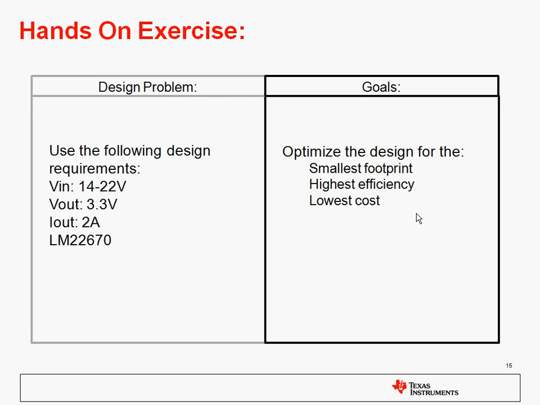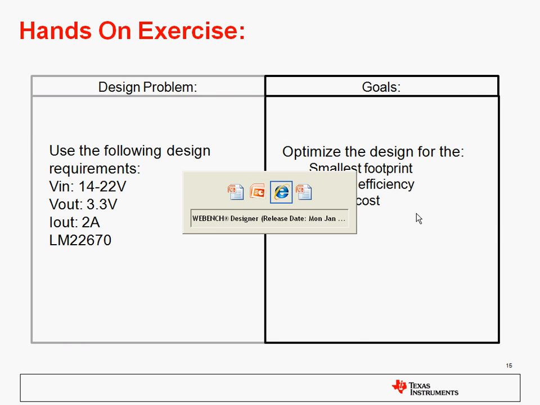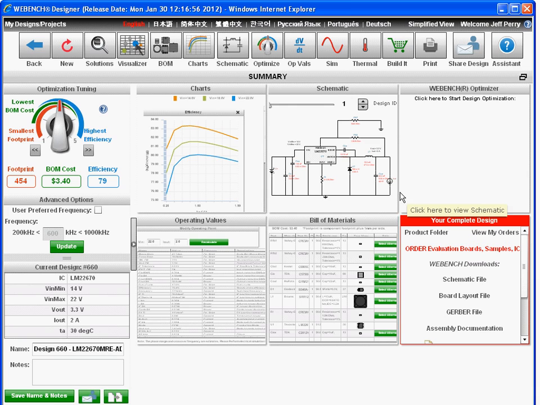So let's try a hands-on exercise here. We're going to use design requirements of 14 to 22 volts input, 3.3 output, 2 amps using an LM22670. And let's try to optimize the design for the different targets. Okay, here I've created a WEBENCH design. I went to ti.com/WEBENCH and used the WEBENCH panel on the right side of the page, and then I selected the LM22670 as our device. You can see over here the inputs are 14 to 22 in, 3.3 out at 2 amps. The default design here has a footprint of 454 square millimeters, a BOM cost of $3.40, and efficiency of 79%. Let's try to target a high efficiency design first.